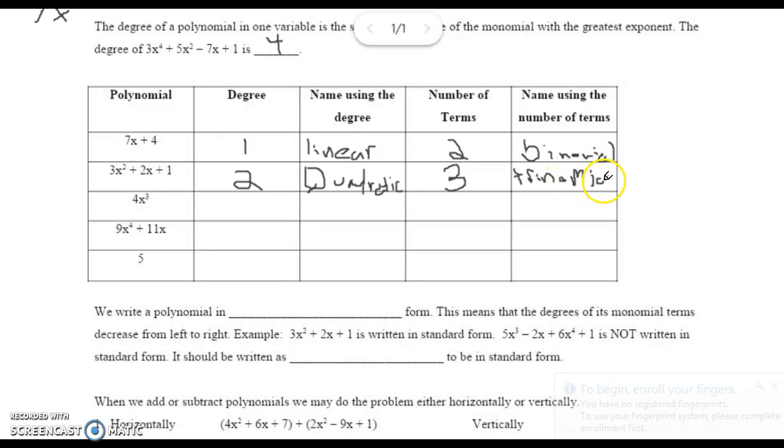Okay, so if you guys want to go ahead and pause the video for a moment and then come back, and magically you'll see that this will be filled in, and you can check your answers and see how you did. So go ahead and fill in the rest of this chart.